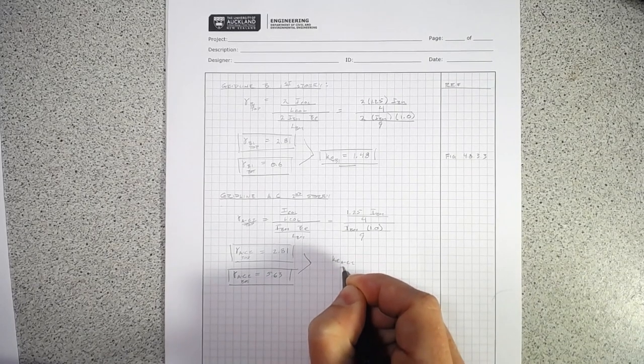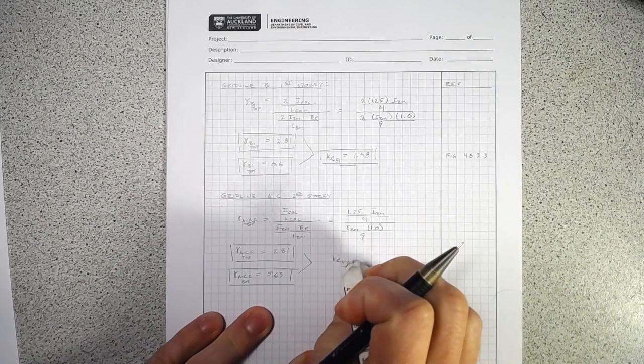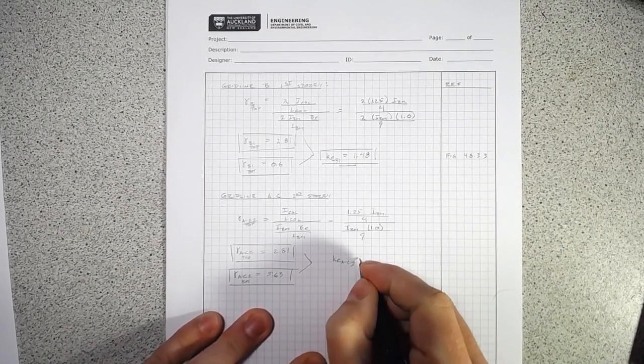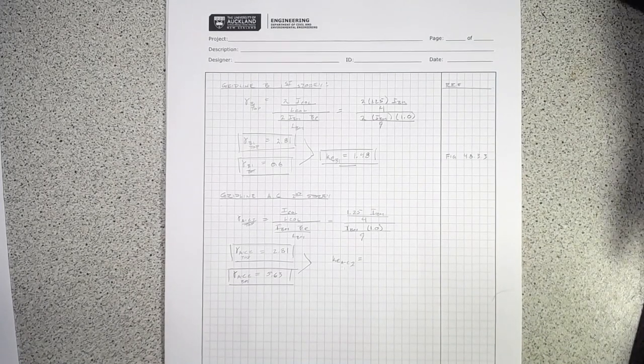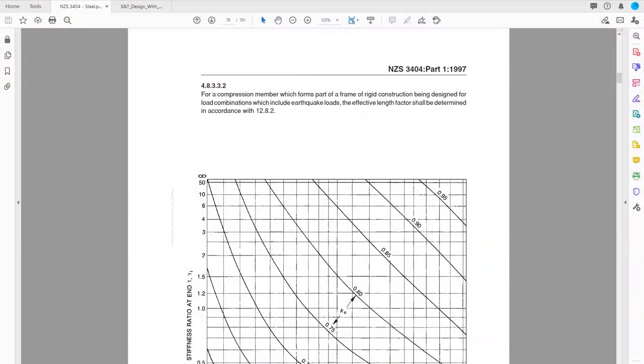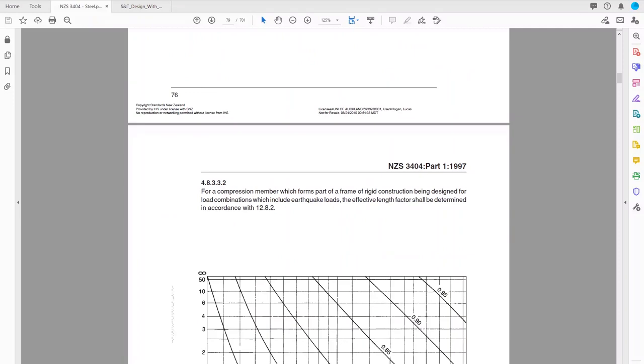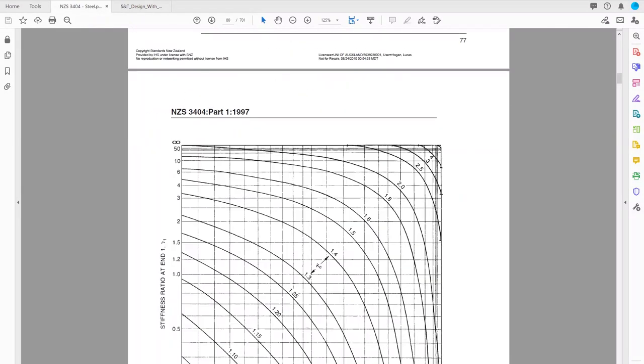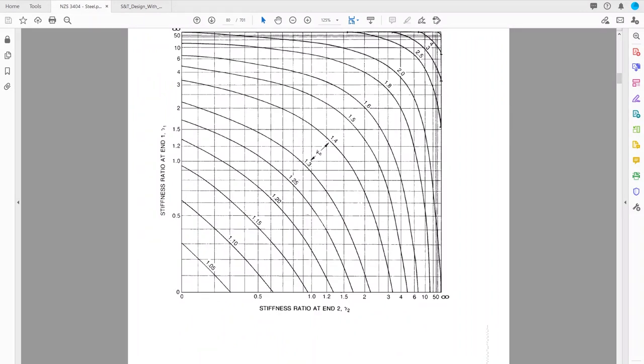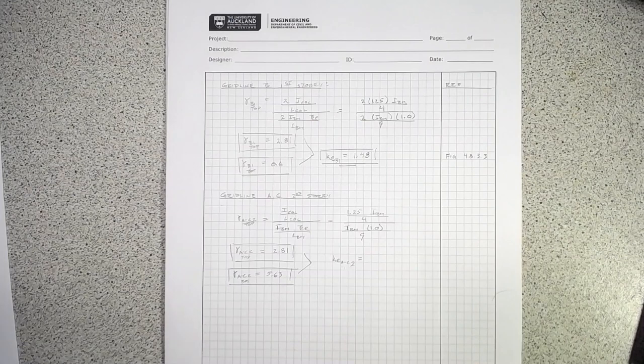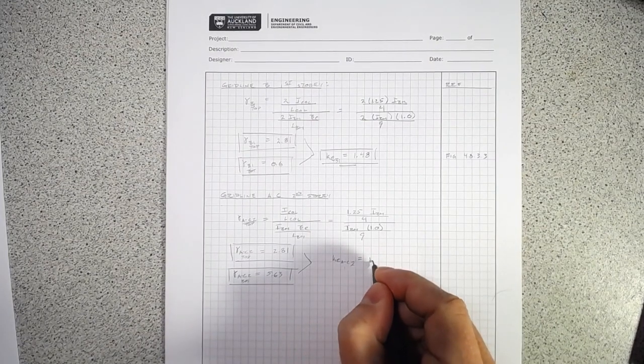Well, then if we work out our KE for AC2, we don't need any top there. It's the second story, we know it's the top. Again, we'll just kick back over to our frame here. So this is our braced one. We've come back here, so we've got a 5.6 and a 2.81. So we'll come up to our 3 and then come over. Well, this is our 2.5, and then up to about 5 and 6. We're going to be somewhere around here, just shy of it. And so let's just call it a KE of 1.9.